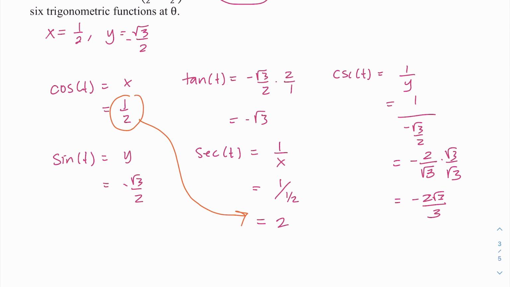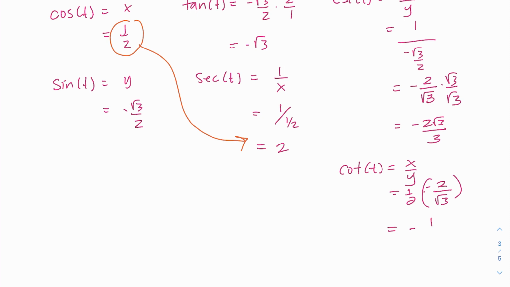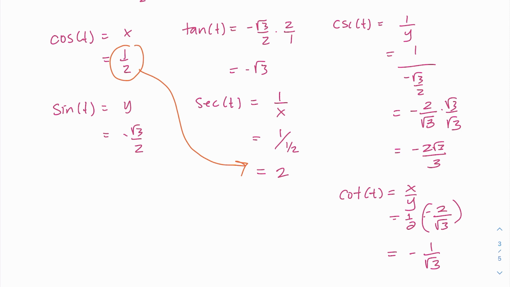And then lastly, cotan of t, we said that's x over y. So that is 1/2 divided by negative root 3 over 2, which is the same thing as multiplying by 2 over root 3, but I want to keep that negative there. So I get negative 1 over root 3, and that makes sense. This is just the reciprocal of the tan value. So here's my tangent value, so it's just 1 over that. But I don't want to leave it like that. I want to rationalize the denominator. So I end up with negative root 3 over 3.